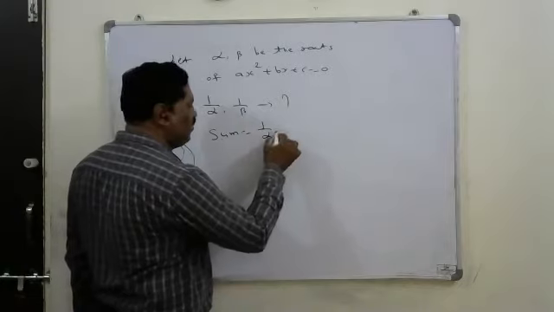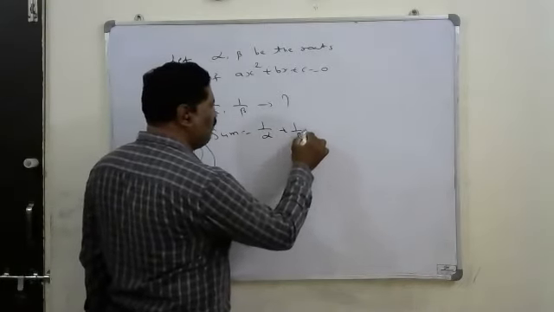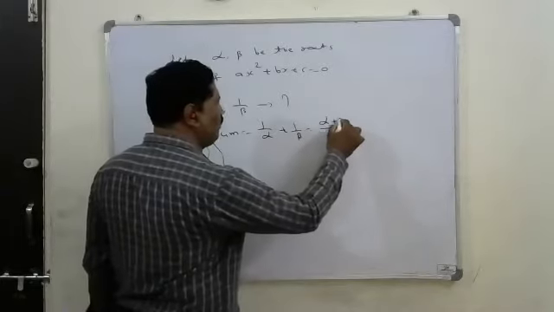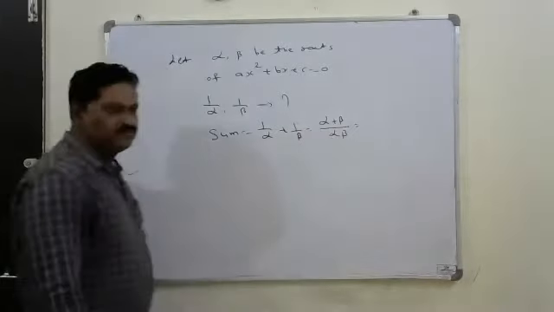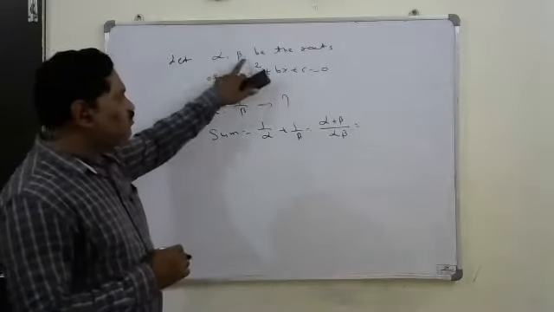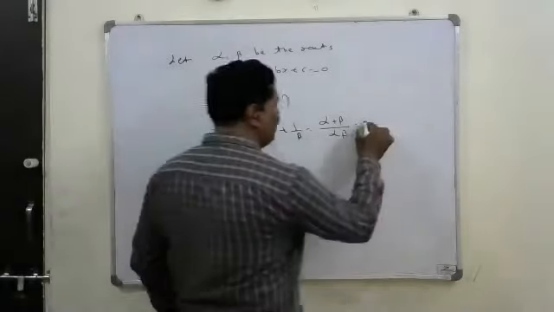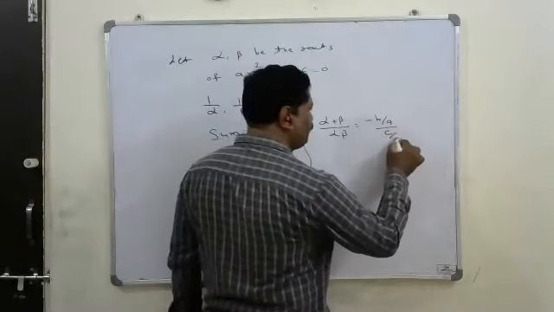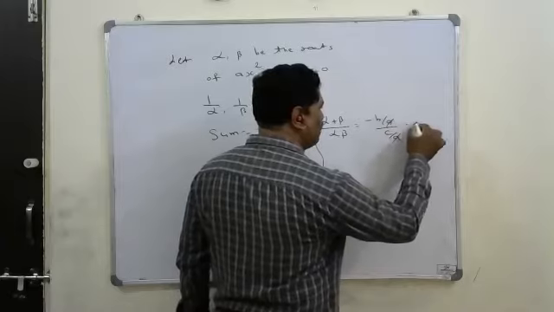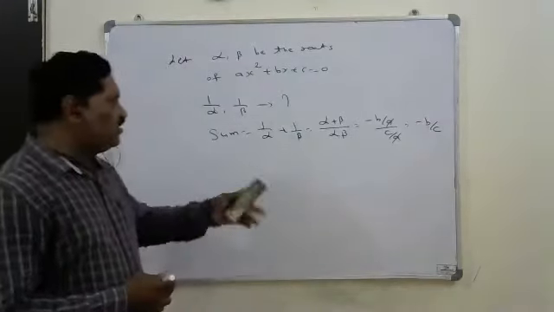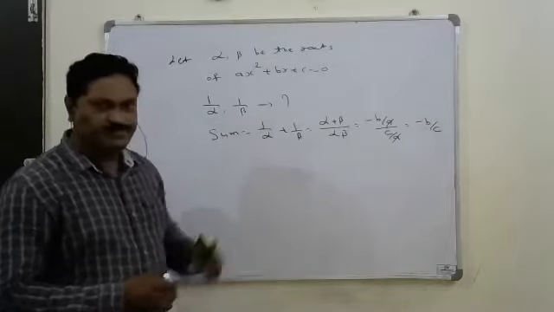That is 1 by alpha plus 1 by beta, where alpha beta is the LCM. So the numerator will be alpha plus beta, right? What is alpha plus beta? Minus b by a. What is alpha into beta? c by a. So a gets cancelled, and it is minus b by c. So that will be the sum of these roots.